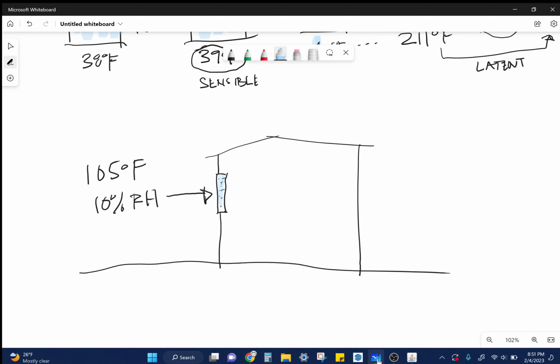What's going to happen is that air is going to turn some of that water into water vapor. The relative humidity is going to go up. Let's say it goes up to 50%. And we could look up exactly what this would be, but I'm just making an example. And the temperature then is going to drop.